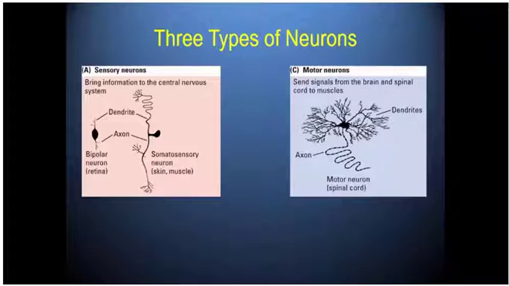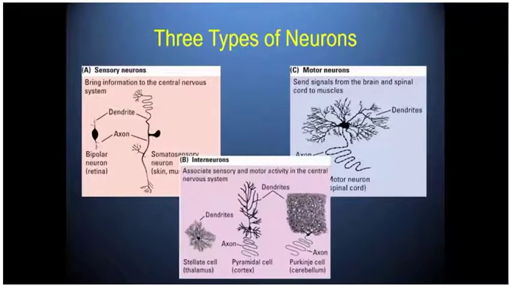But one of the things you can see across these two, a similarity, is that the dendrites often are highly branched and have the ability to be connected to more than one source stimuli or other neuron. The last neurons that exist are interneurons, and these are neurons that go in between other neurons. Depending on where they're located, they may look very unique.